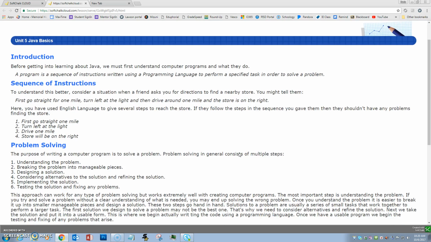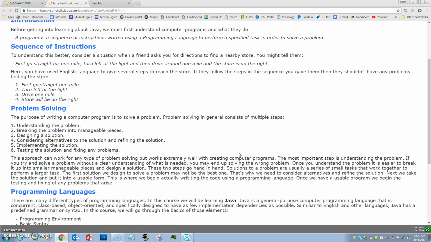Okay, now problem solving. The purpose of writing a program is to solve a problem. So problem solving in general consists of multiple steps. You have to understand the problem first. Then you need to break down the problem into some manageable pieces. You design a solution. You consider alternatives to the solution and refine the solution. Implement the solution, and then test the solution and fix any problems you might come up with. So this approach can work in many different aspects of your life. It doesn't necessarily have to just be computer programming.